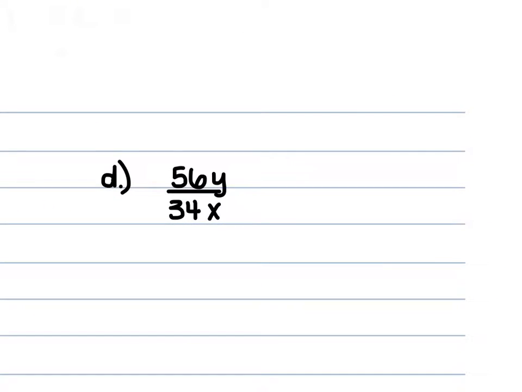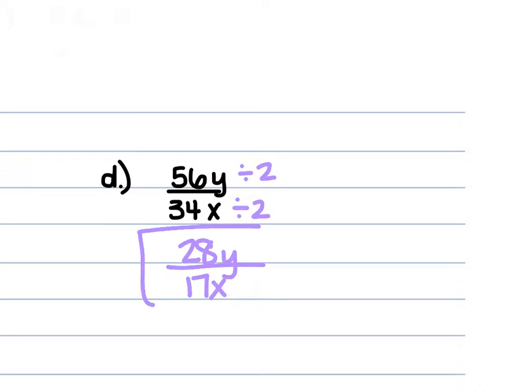For D, we have 56y over 34x. We can divide both of these by 2. Remember, the y and the x are not the same variable, so they do not cancel out. Nothing happens to them. You're going to keep both of them. So the 56 divided by 2 is 28. Keep the y. And the 34 divided by 2 is 17. Keep the x. So we have 28y over 17x.